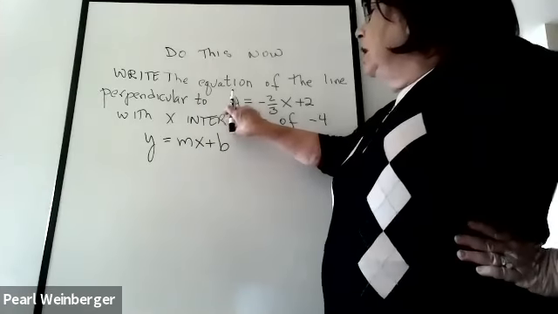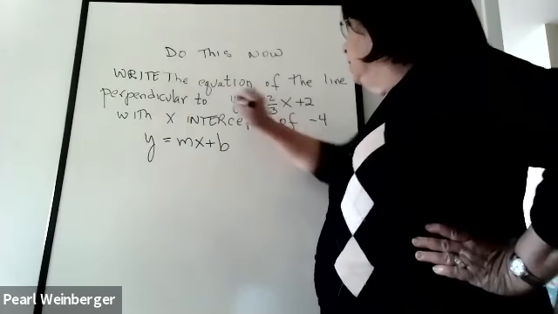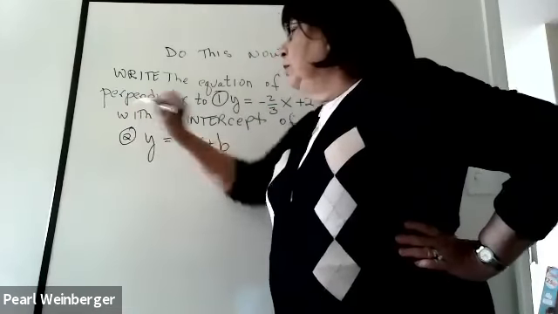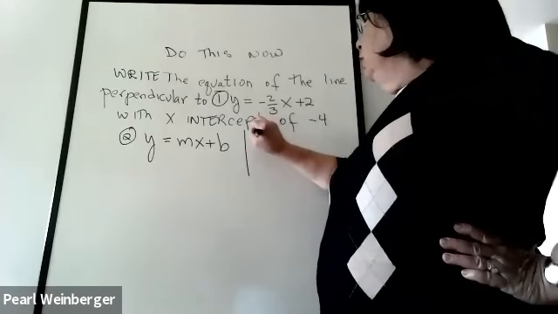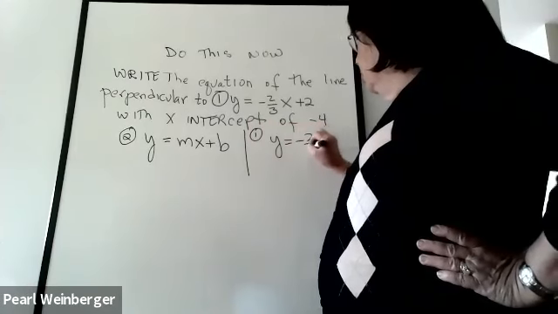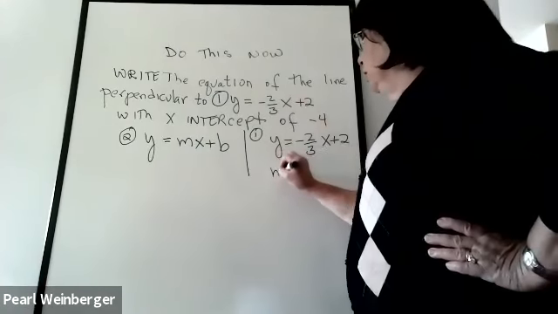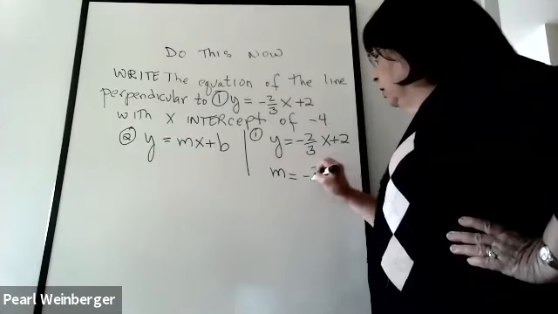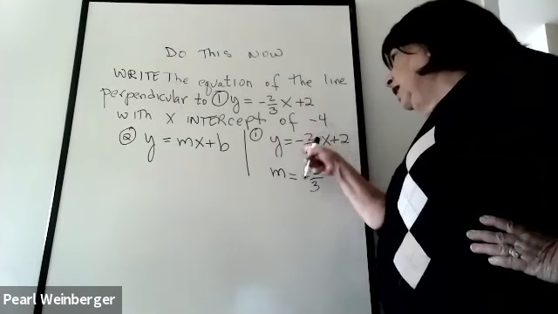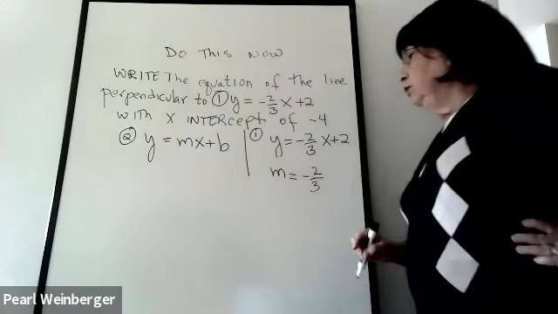Well, they told us this line was perpendicular to y equals negative 2/3 x plus b. Let's call this line line 1, and let's call line 2 the line that we're trying to write the equation of. So in line 1, where they tell me y equals negative 2/3 x plus 2, we know that the slope is negative 2/3 because this is in the y equals mx plus b form. The number in front of the x is the slope. The slope of the original line that they gave me was negative 2/3.